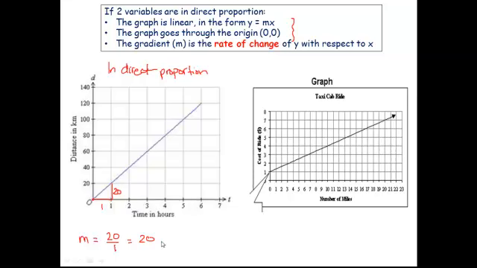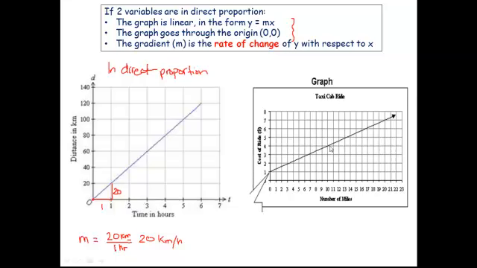And that basically tells me that for every hour I drive, I go 20 kilometers, right? So if I drive another hour, I'm assuming that we're driving here, then I go 40 kilometers and so on. So when you take the gradient of a graph that shows you time and distance, the gradient is actually equal to whatever the speed is. Okay, so that's your constant speed. So that's a really important application of direct proportion.